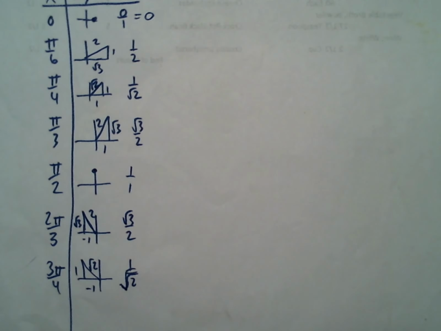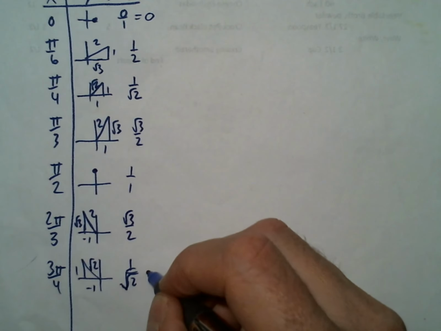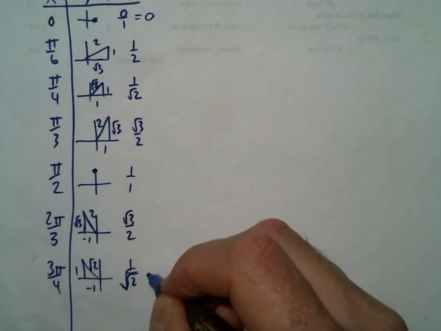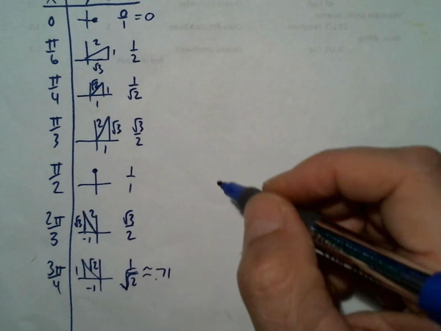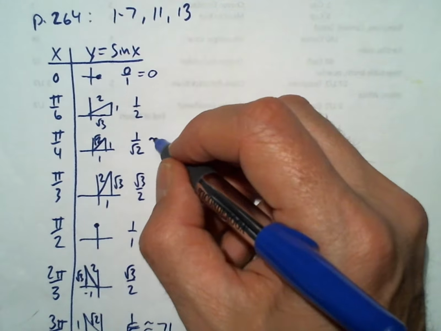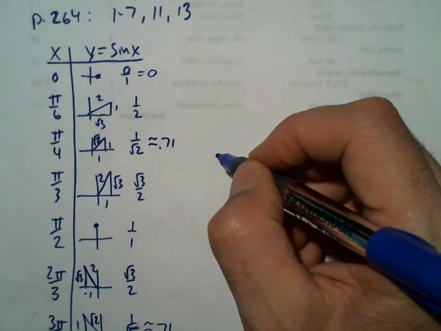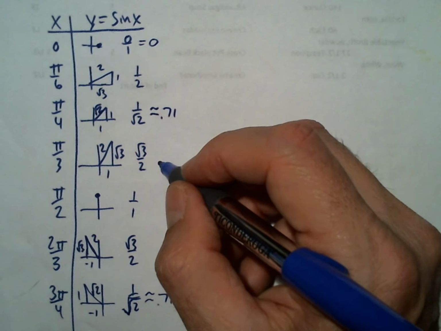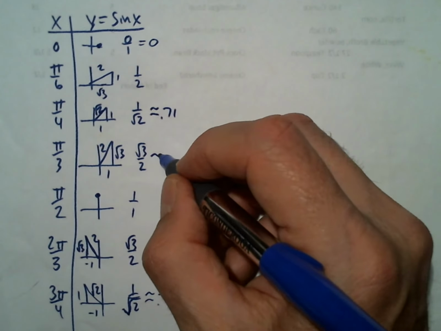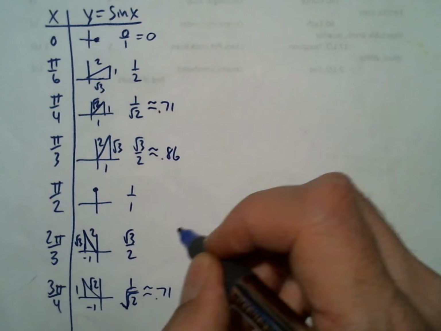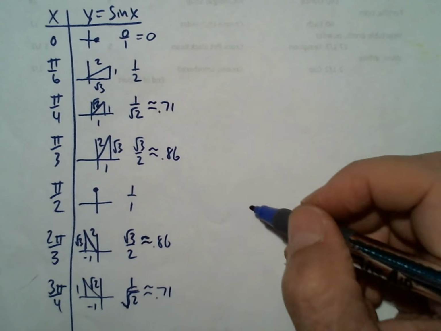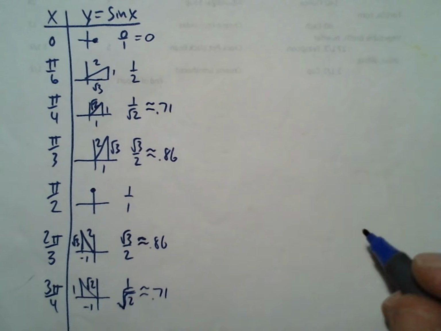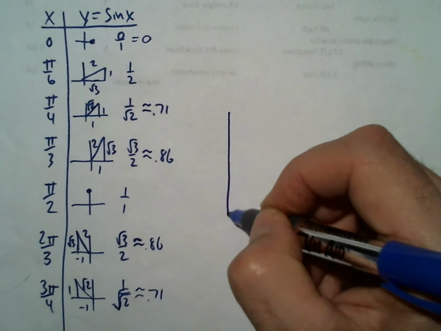And let's get decimal values for these because we're going to graph them. 0.71, radical 3 over 2 is approximately 0.86. And let's see what the graph looks like.